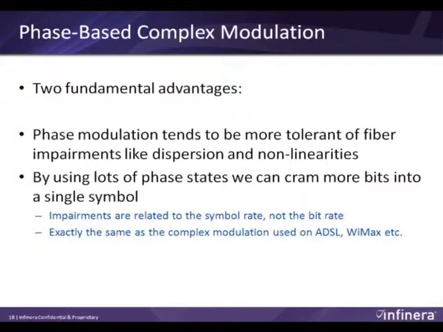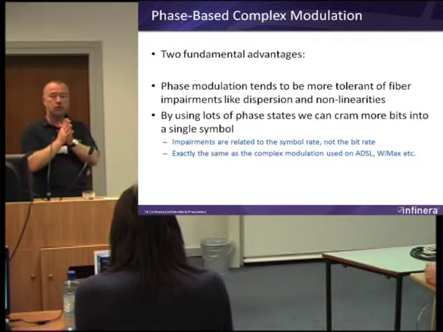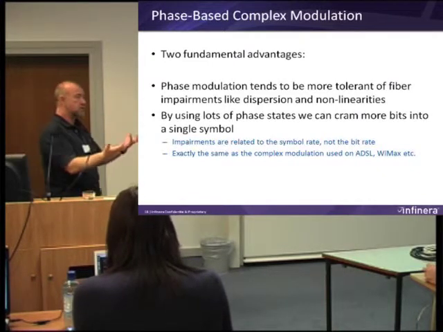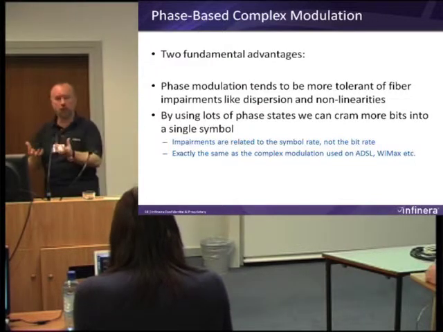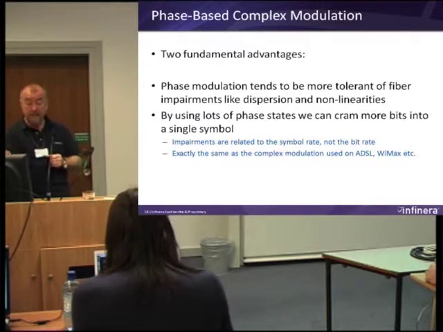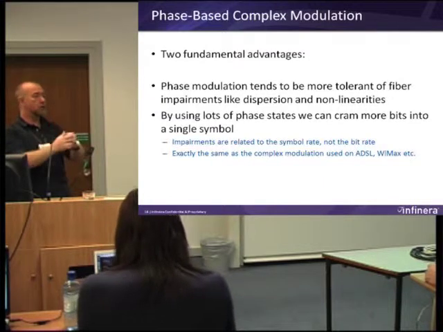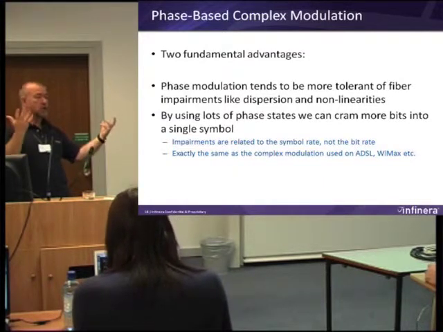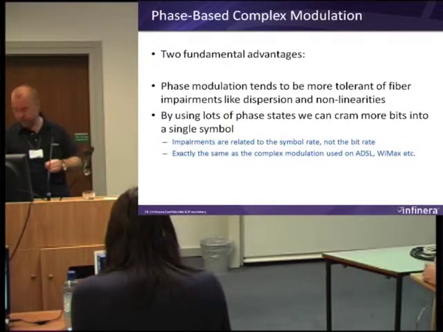Phase-based complex modulation has got 2 fundamental advantages. The first is that it's not an amplitude modulation technique, so it's constant amplitude generally, and it tends to be more tolerant of these dispersion effects and nonlinearities in the fiber. But the second thing is that by putting lots of phase states on a single symbol, you can break that square relationship. You can actually transmit more bits per baud, and that's a good thing.